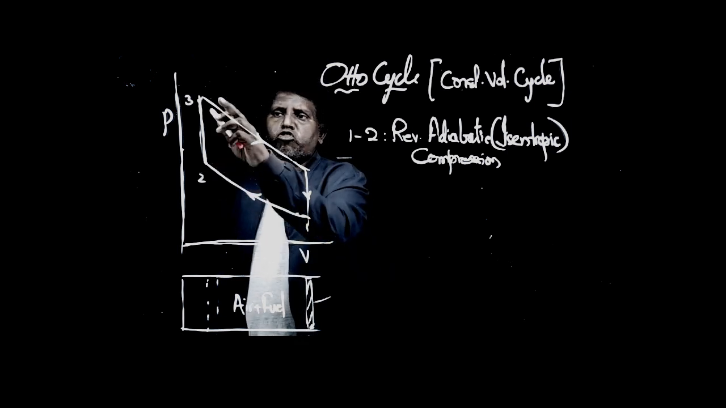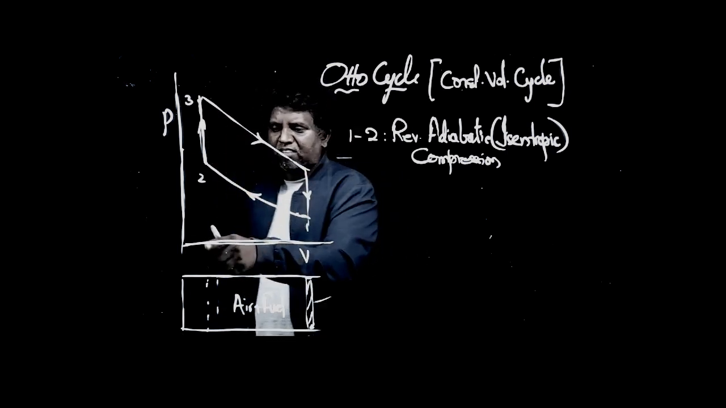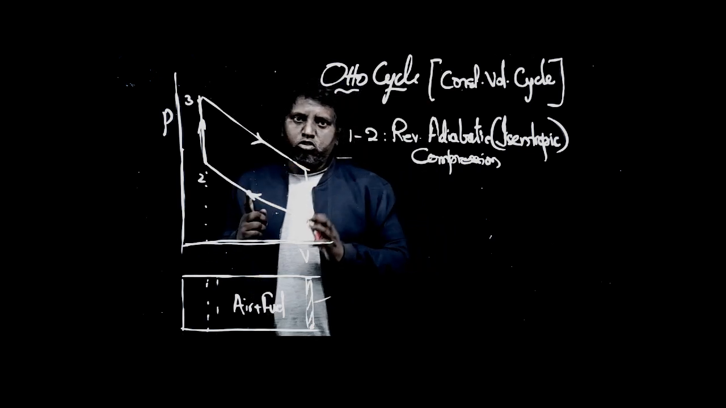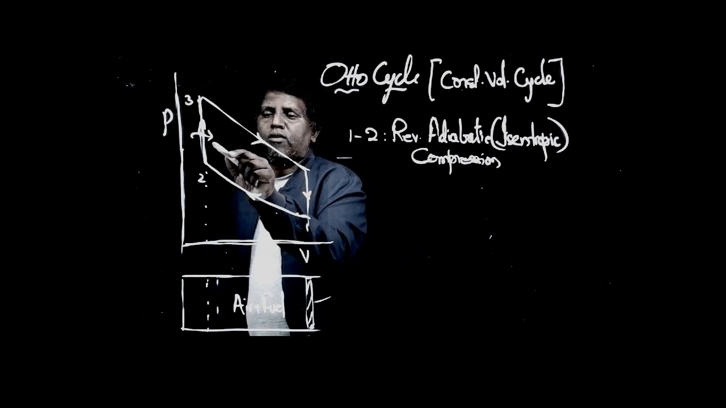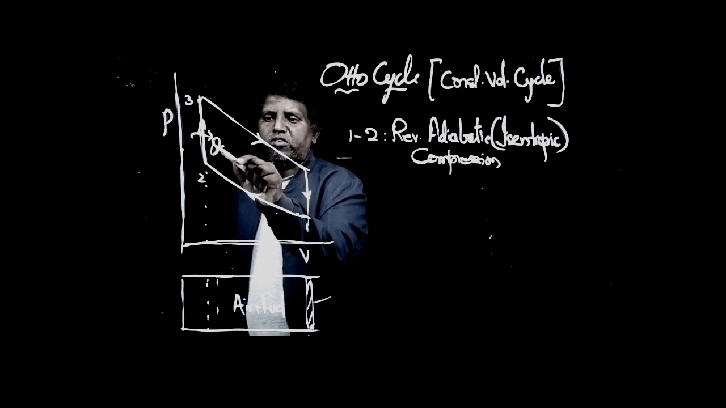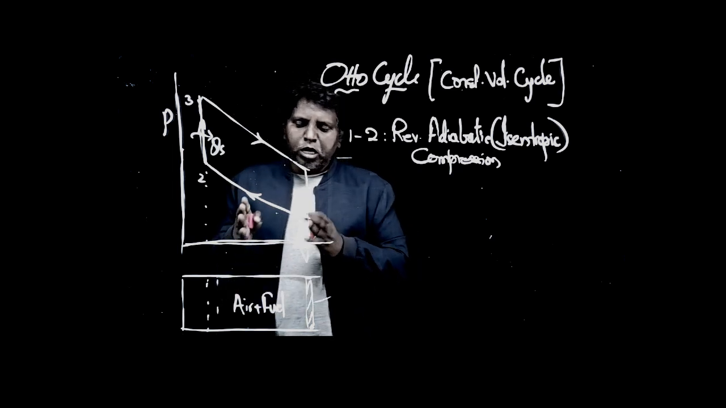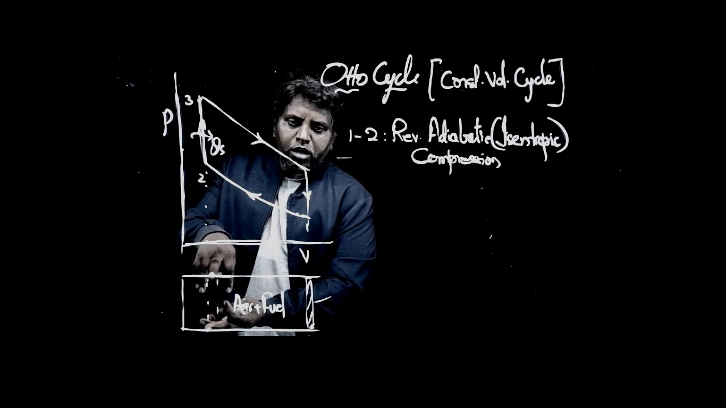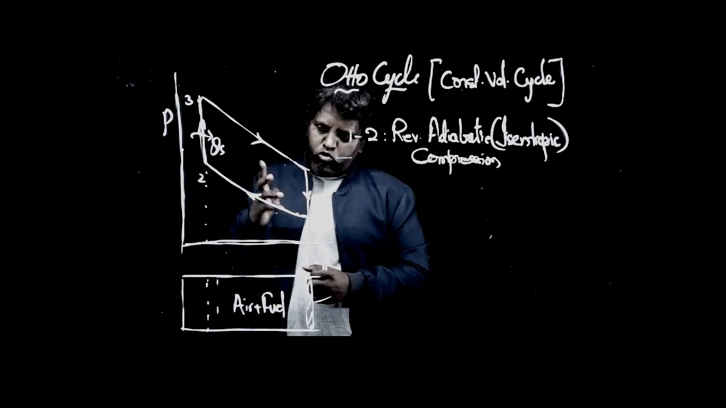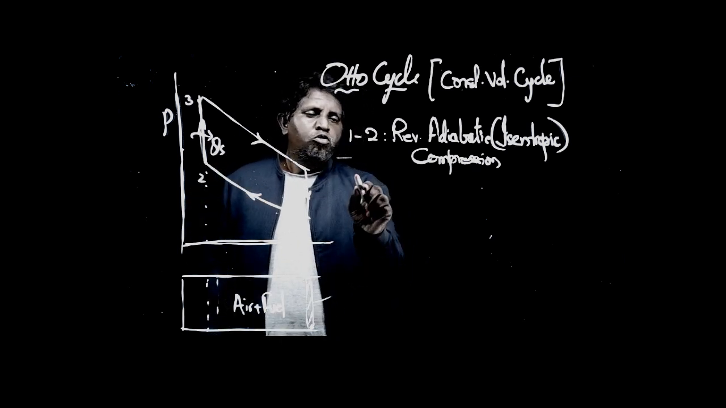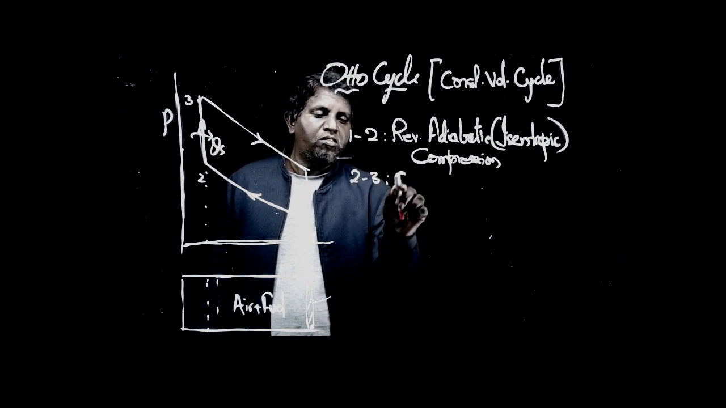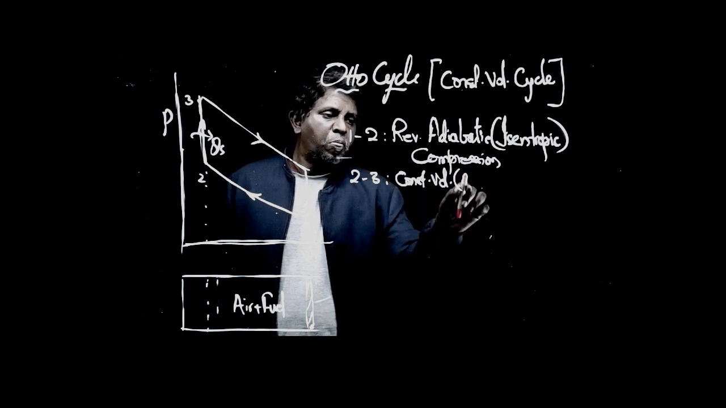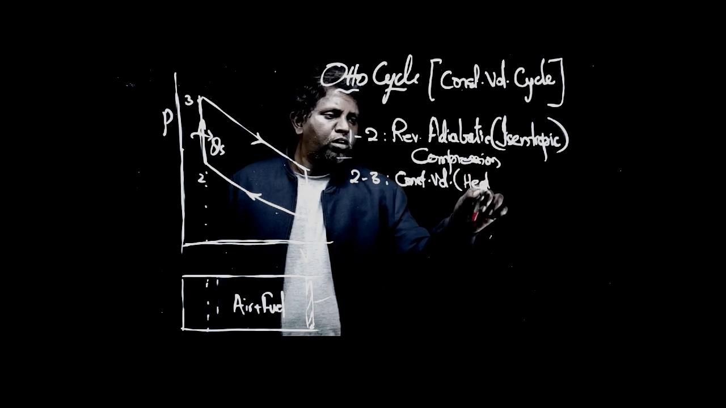From 2 to 3, you can see that at that particular volume there is no change. The very name indicates constant volume. Here we assume that this is a heat addition process. Keeping volume constant, the piston is paused at that position, and then we are burning fuel. That is heat addition. So 2 to 3 is a constant volume process, and we call it heat addition.